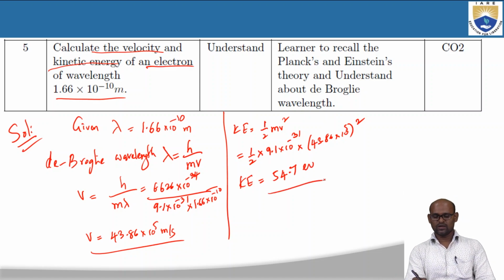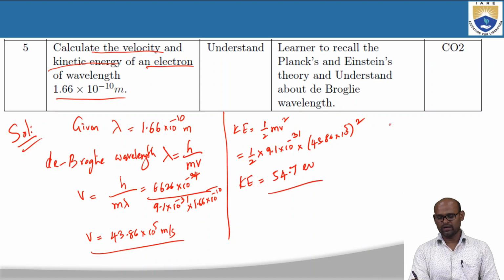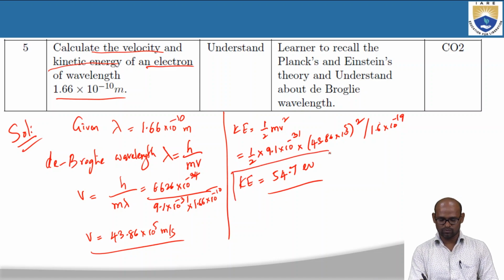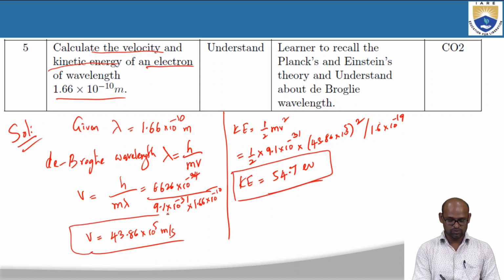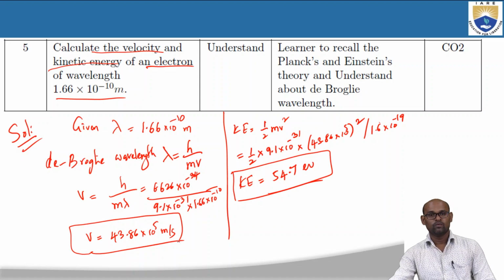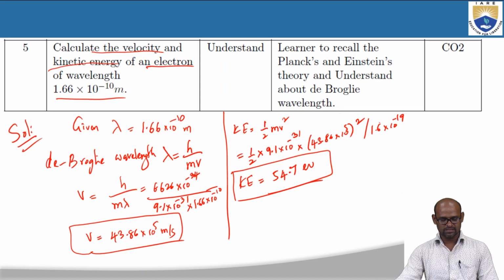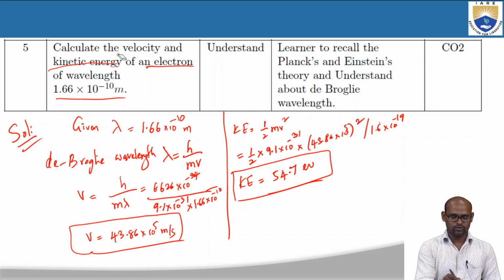Okay, so once you get the energy in joules, you can divide by 1.6 into 10 power minus 19, so that whatever we get is in electron volts. So the answer is 54.7 electron volts as the kinetic energy, and velocity is 43.86 into 10 power 5 meters per second. Okay. So this is the solution of this problem. We'll go to the next problem.